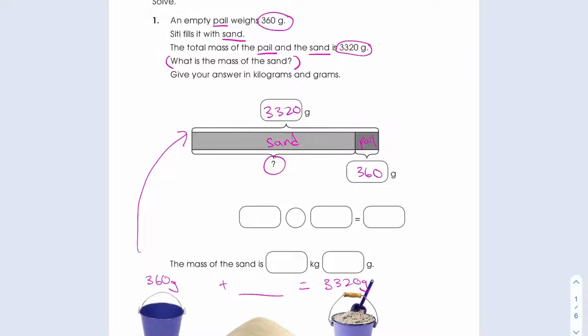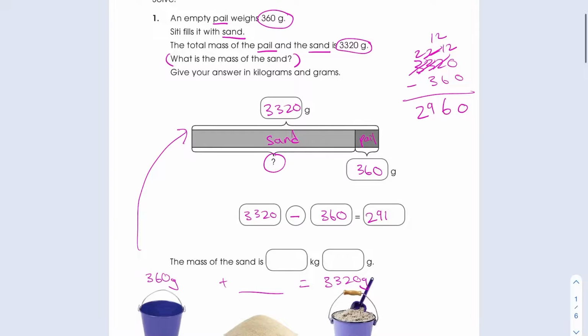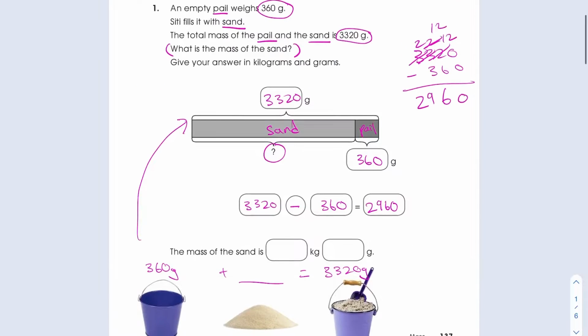So to work this out, we will take 3,320 minus 360, and this will give you, let's see, 0 to 12, this is 6, 2, 12, 9, so should be 2,960. Okay, so the mass of the sand is 2 kilogram and 960 gram. So we can write this down here, 2960. And how do we check?